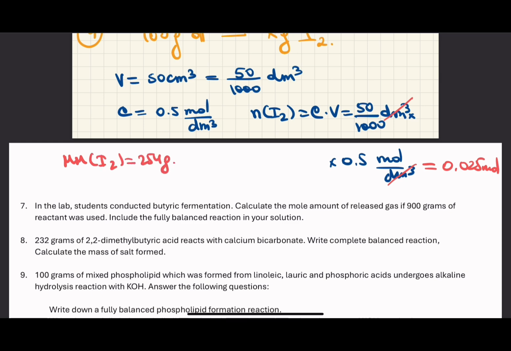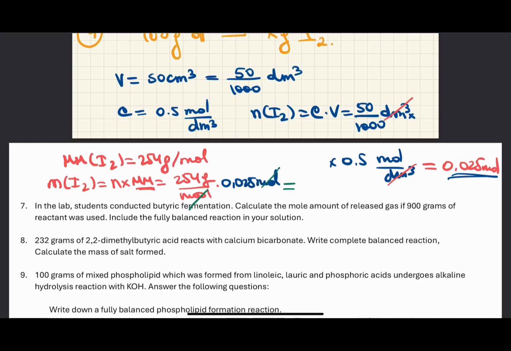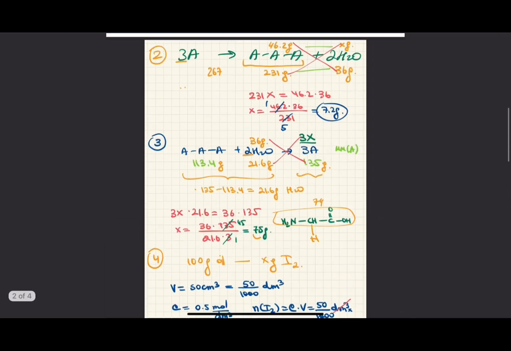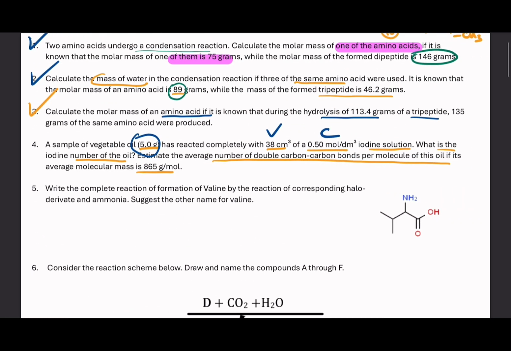Now, if you check out the periodic table, the molar mass of iodine is 254 grams per mole. If we want to get the mass of the iodine, it would be just mole multiplied by molar mass. So this was the 254 gram per mole, this is the molar mass, multiplied by 0.025 mole. Now mole and mole cancel out, and you get 6.35 gram of iodine. Now, we are given in this case that 5 gram of oil requires this much iodine.